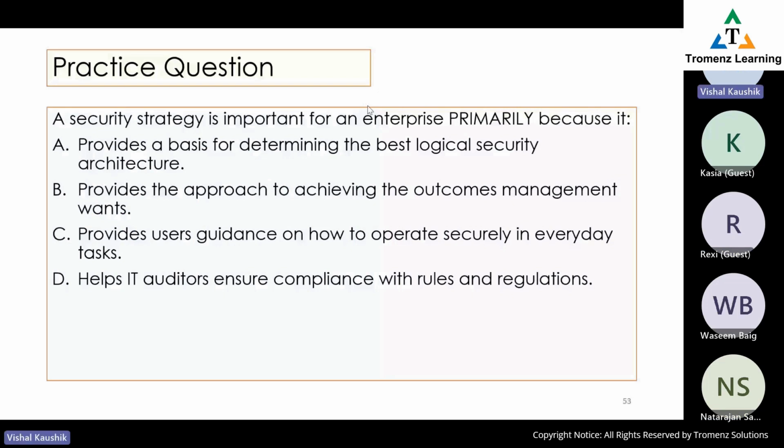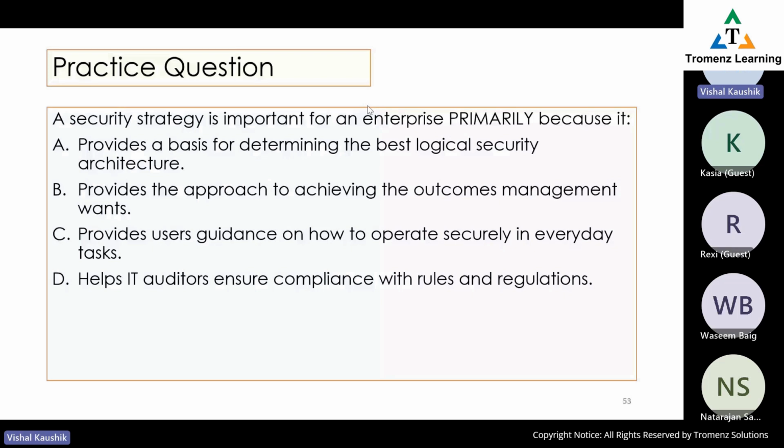B talks about a security strategy being important for an enterprise primarily because it provides the approach to achieving the outcomes that the management wants. A security strategy should be a statement of how security aligns with and supports business objectives. It provides the basis for good governance.